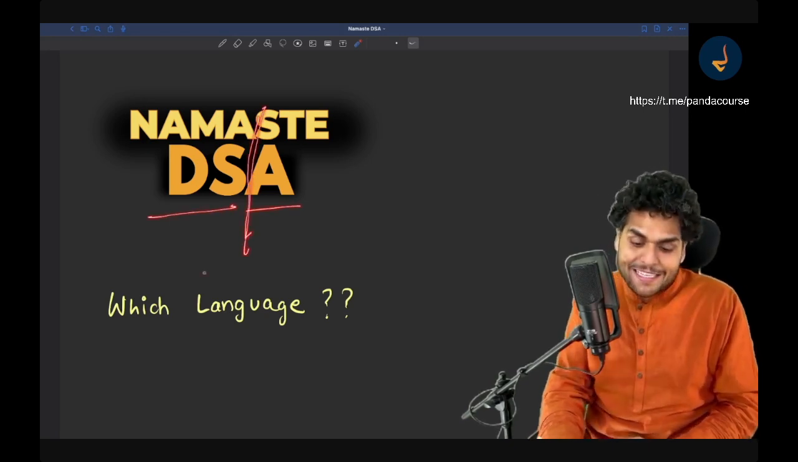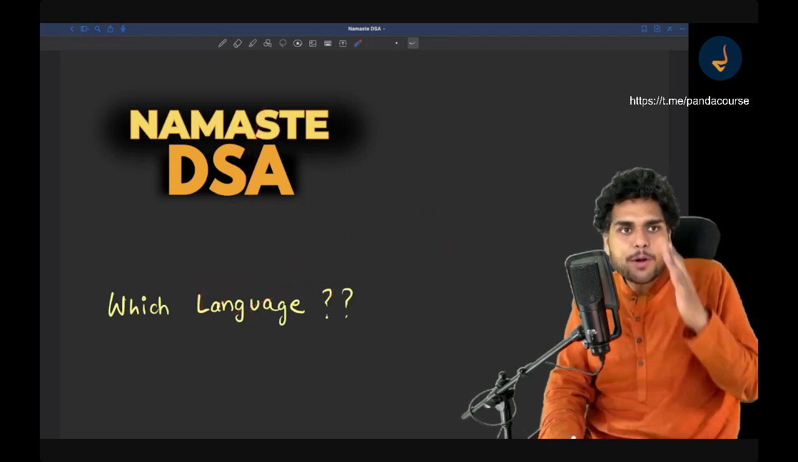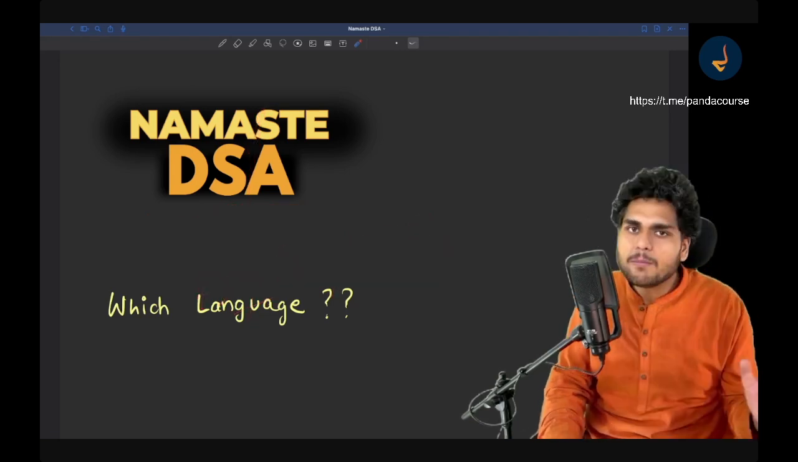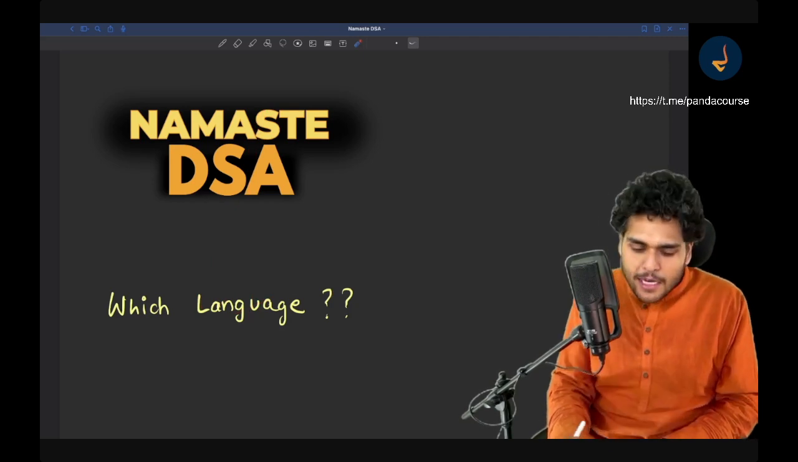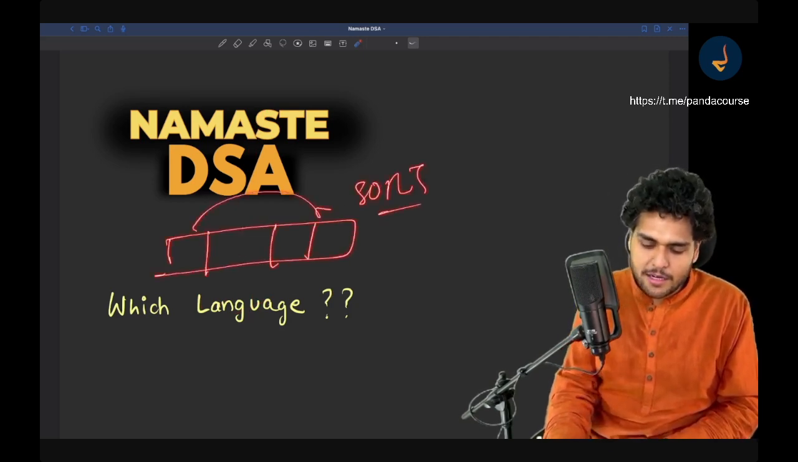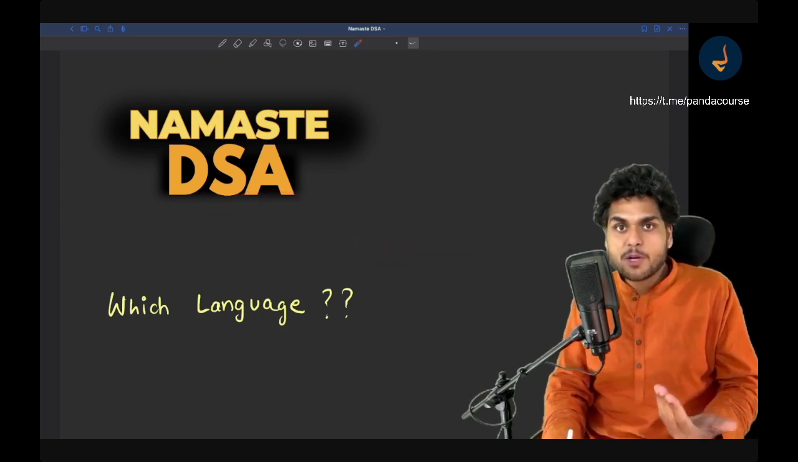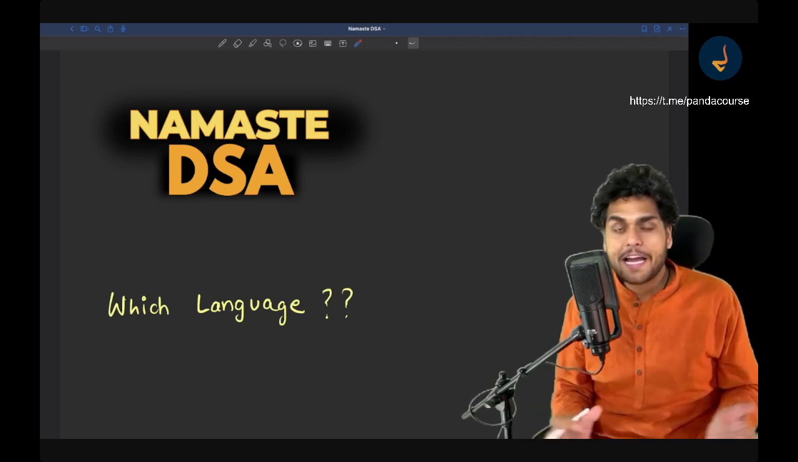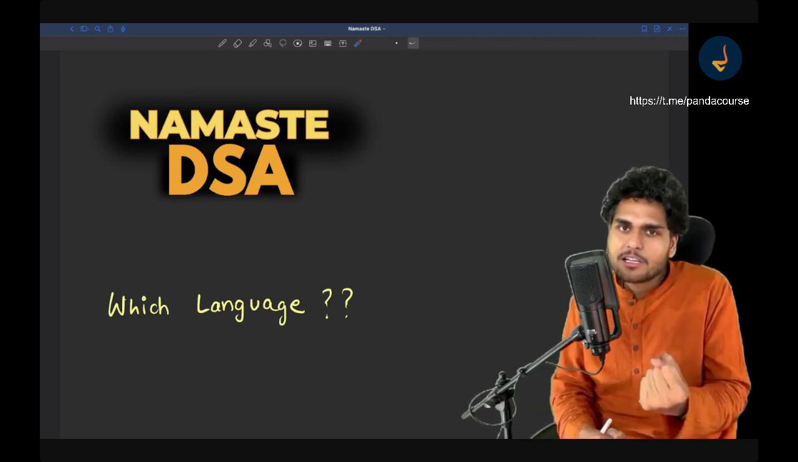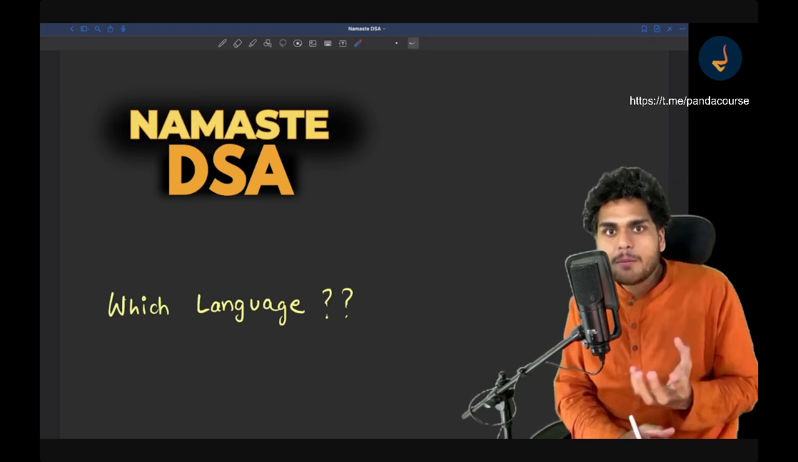And you can do DSA in any language because the approach to solving the problem remains the same, no matter what language it is. Suppose you have an array and you have to sort that array. This is a DSA problem. This can be solved in any language because arrays are in all languages. Array is a fundamental data structure. It's there in computer science, right? It's more about the fundamentals of computer science.